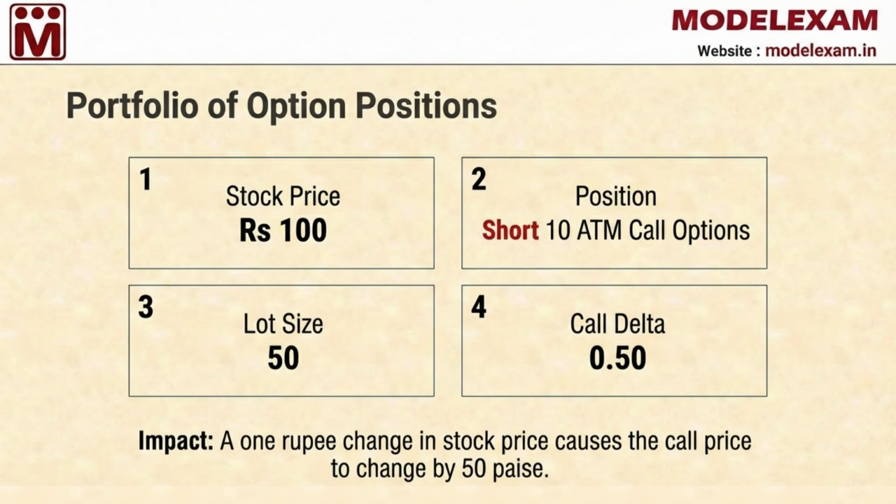Let us look at a real-world example to see how a portfolio of option positions works. Imagine a stock is trading at 100 rupees. You decide to take a short position by selling 10 at the money call options. In this case, the lot size is 50. If the call delta is 0.50, it means that for every 1 rupee the stock price changes, the price of your call will change by 50 paise.